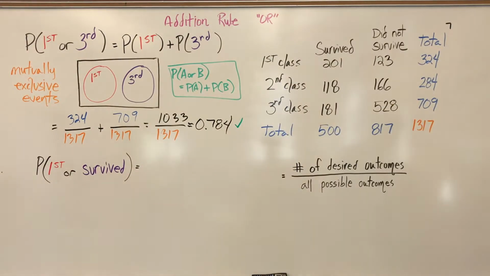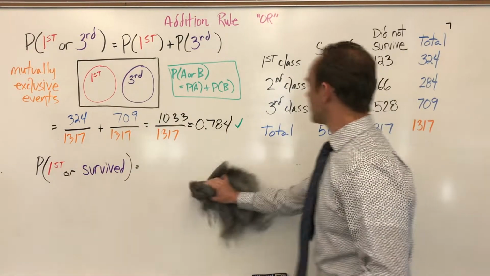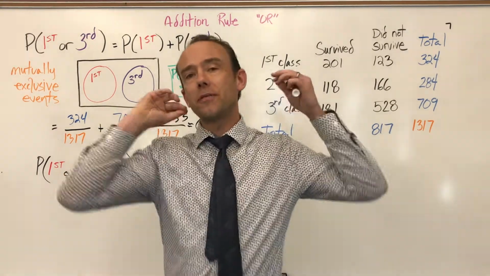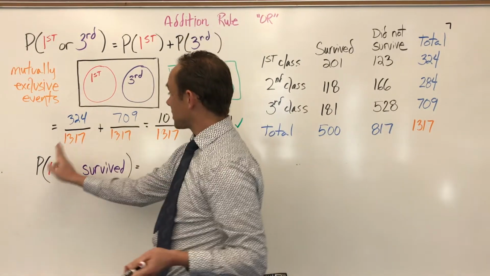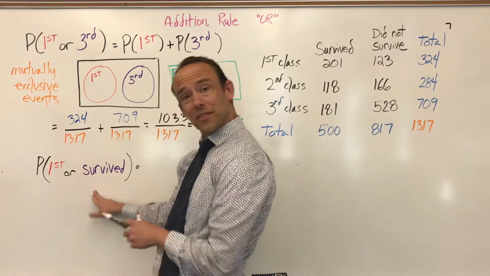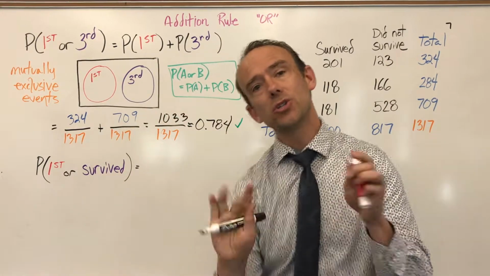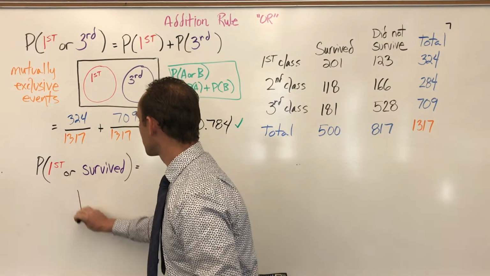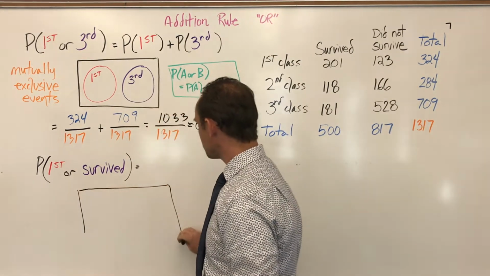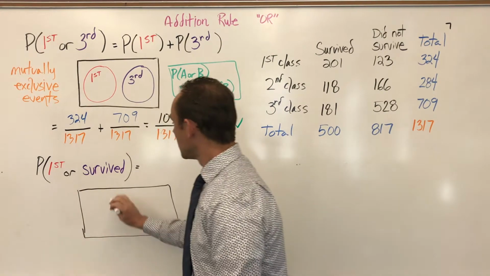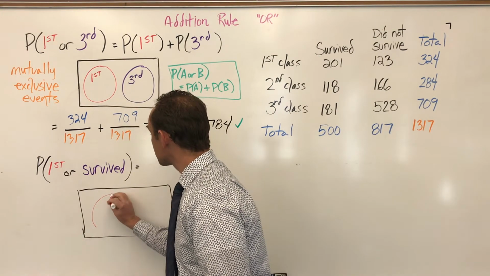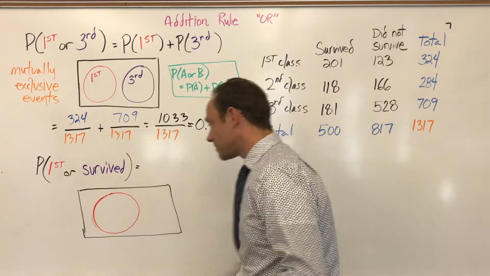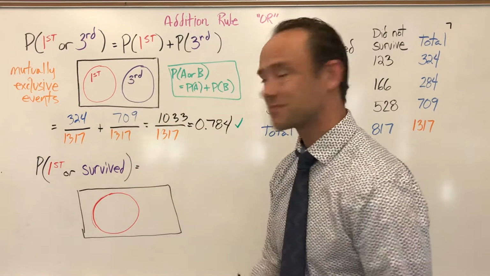Okay, well, let's keep this train going. What's the probability that a randomly selected passenger would be in first class or that they would have survived? So let's do a Venn diagram first, kind of see what this might look like. So we'll draw this here. Let's put a circle that represents first class. And now let's do a circle that represents survived.